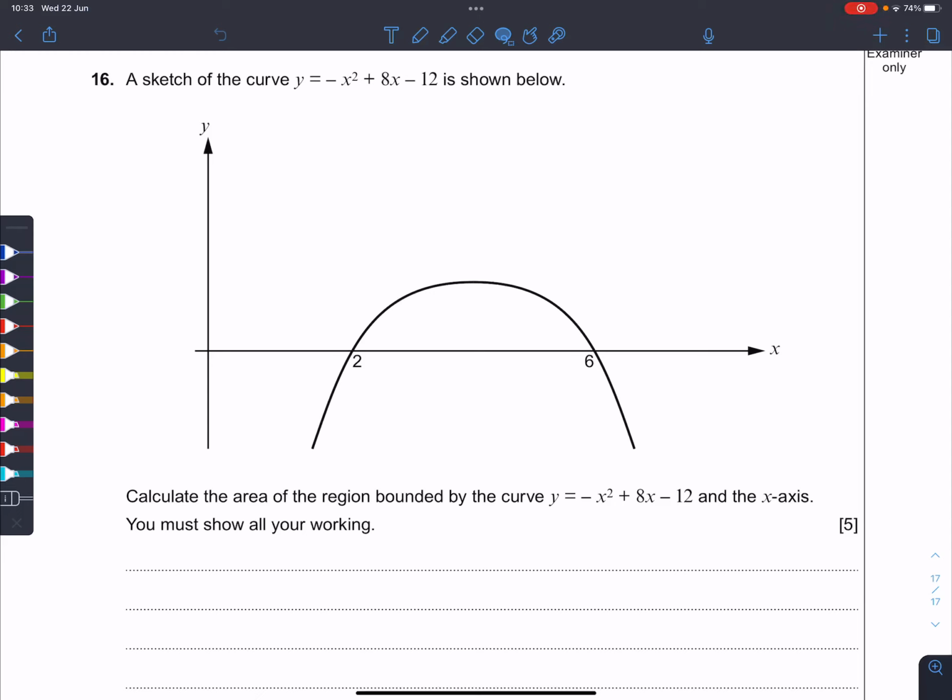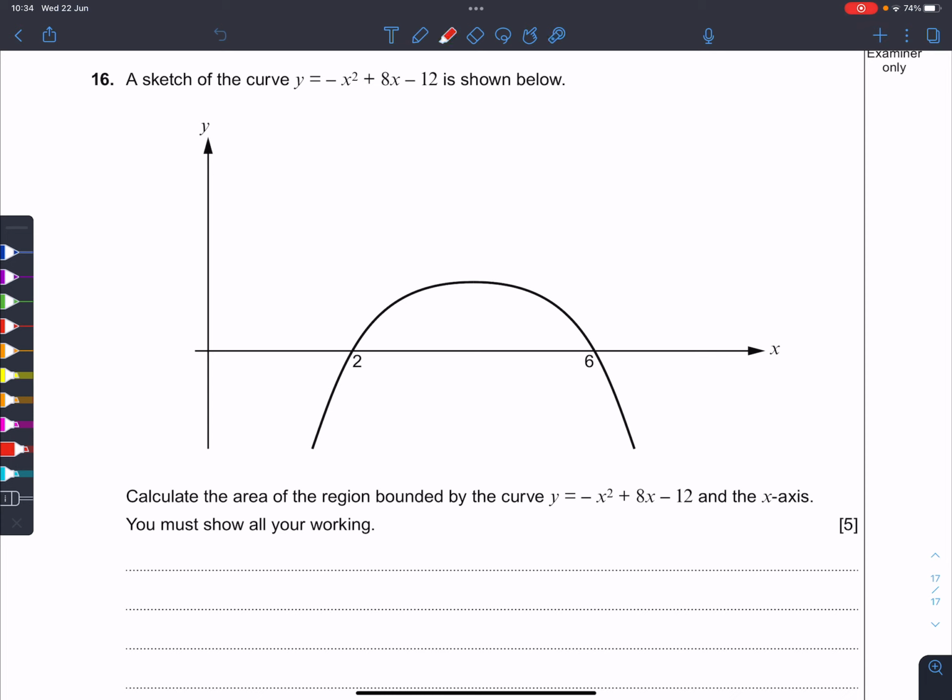Okay, this is question 16 of the WJC additional maths paper from 2019. And we have a sketch of a curve, negative x squared plus 8x minus 12, shown below. We want to calculate the area of the region bounded by the curve and the x-axis.